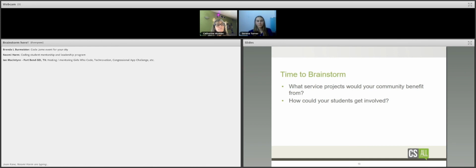Naomi in Arizona as well, the coding student mentorship and leadership. That's an awesome idea. And that's really scalable too, of course. You could do that once a week, once a month, one event, however the needs of your community or the availability of your group dictate. Women equity within STEM, that's a great idea.